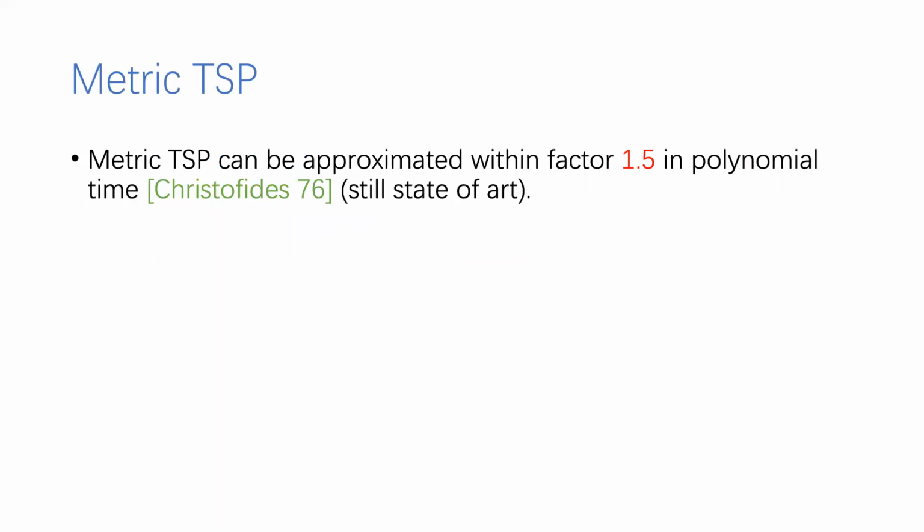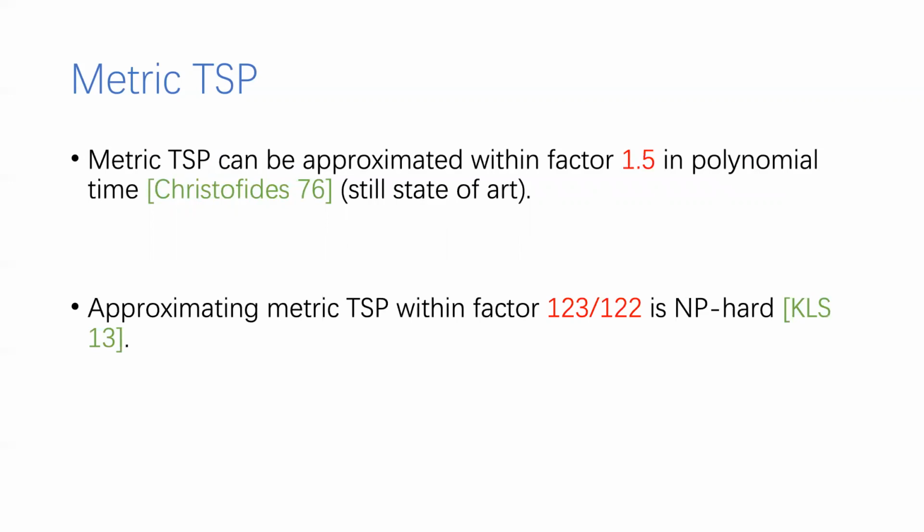Metric TSP can be approximated within a factor of 1.5 in polynomial time by the famous Christofides algorithm, which includes finding a minimum spanning tree and then finding a minimum matching among the odd degree vertices. Surprisingly, it is still state of the art despite being around for more than 40 years. But on the other hand, metric TSP is also APX-hard. Approximating metric TSP within a factor of 123 over 122 is NP-hard. While we still don't know if we can break the 1.5 barrier for the general case.